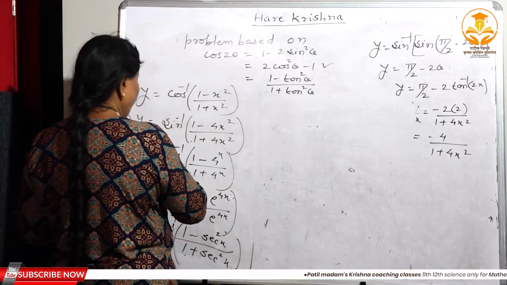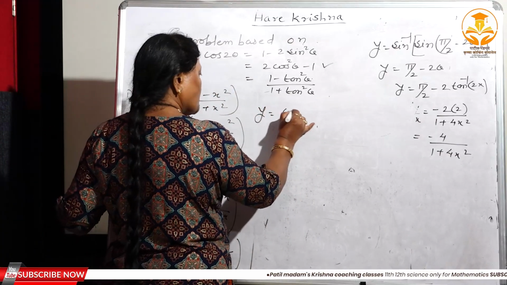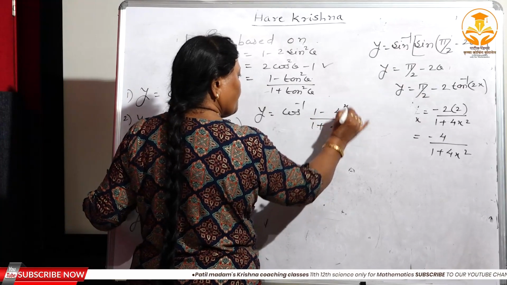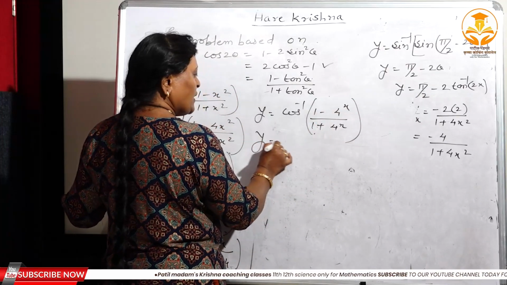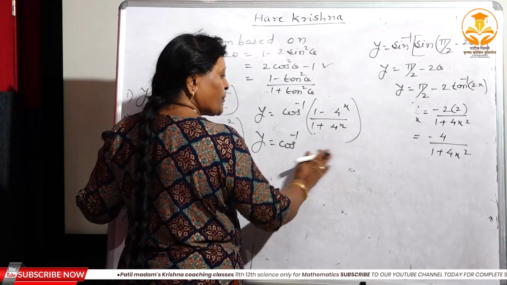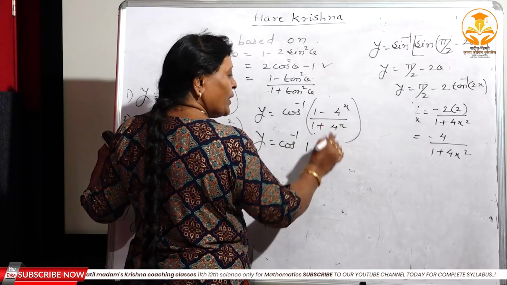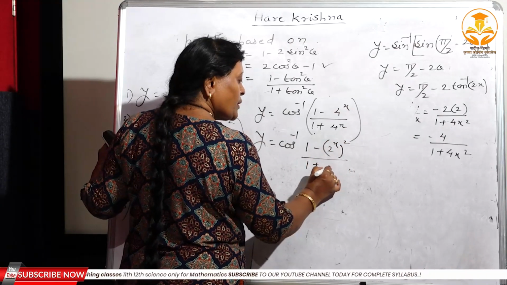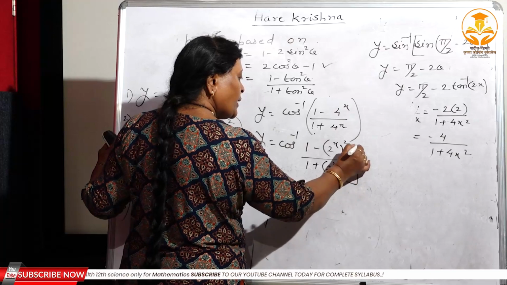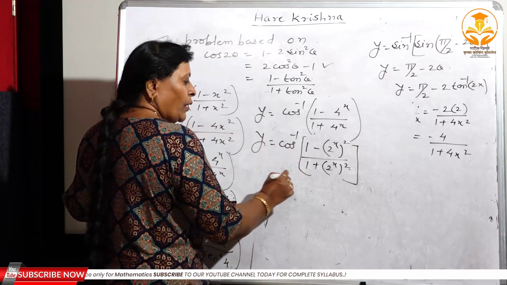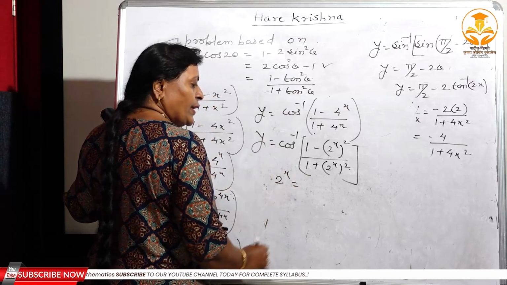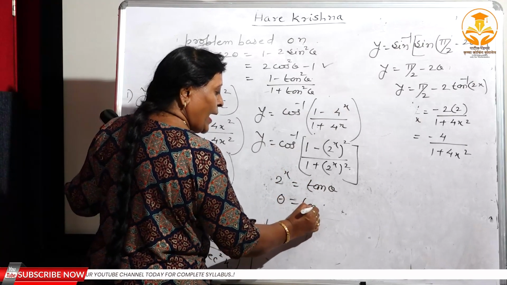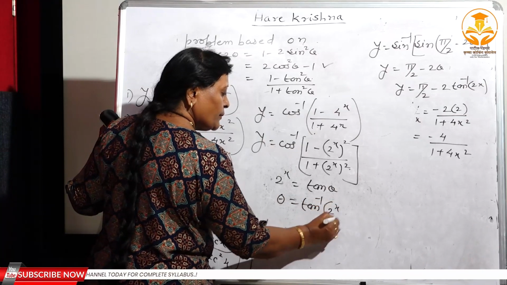Now I will take only the third one, that is say y is equal to cos inverse 1 minus 4 raised to x over 1 plus 4 raised to x. How will you write this again? y is equal to cos inverse, here we want the square term, obviously 4 raised to x you can write as 2 raised to x whole square, and here again 1 plus 2 raised to x whole square, right? Now here again you have to substitute 2 raised to x is equal to tan theta, therefore theta is equal to tan inverse of 2 raised to x, right?